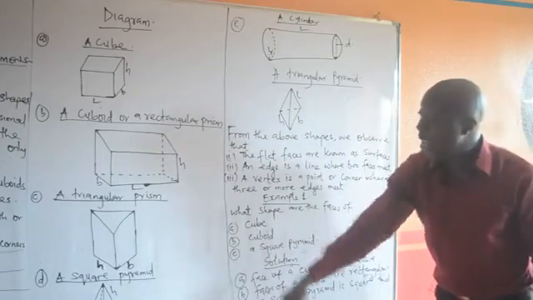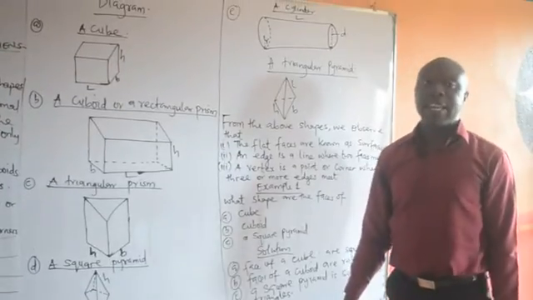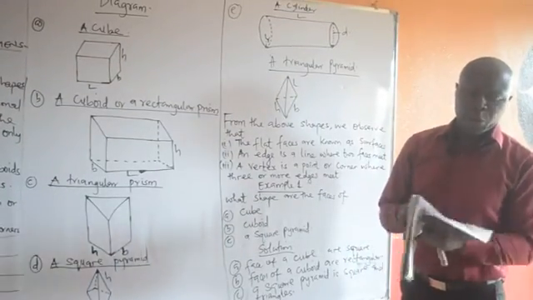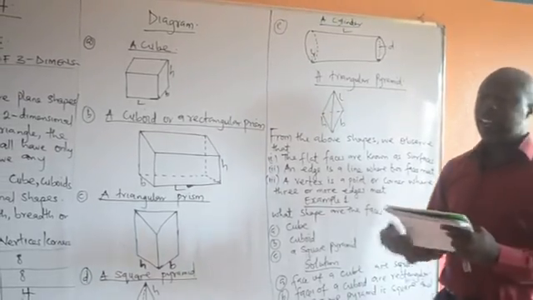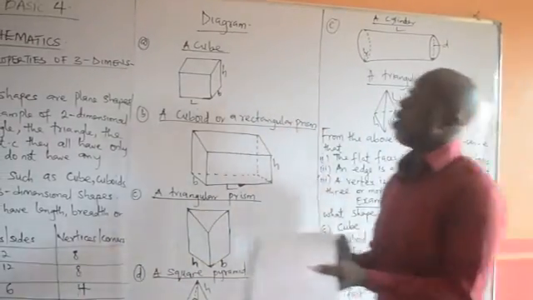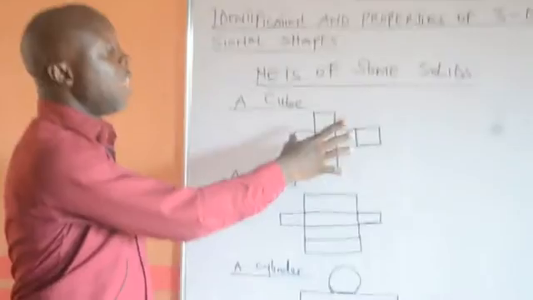it has the face of a square and the face of a triangle. Is that taken? Then we will now move to the net of some solids. Looking at the board, we'll have a cube. This is the net of a cube.